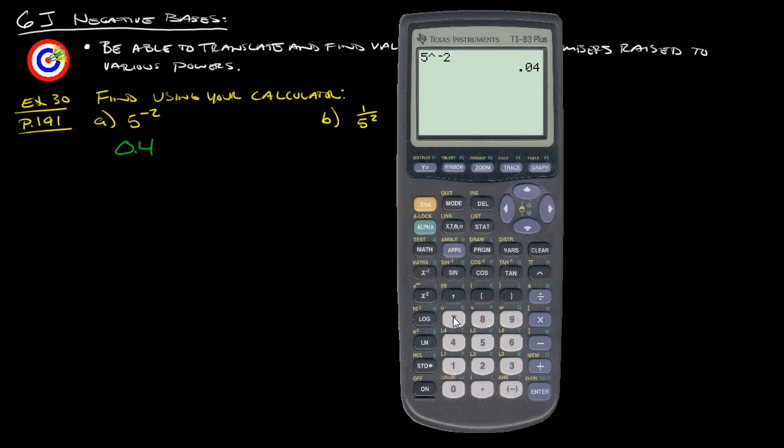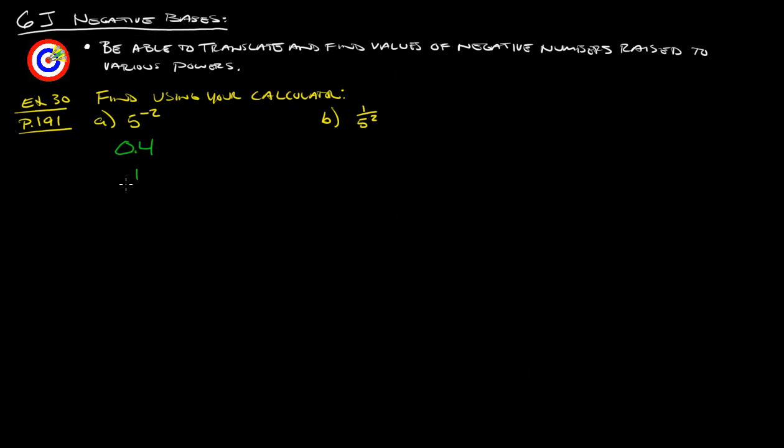Okay. So to turn this into a fraction, you just hit the math button, and it's got a little arrow and then fraction. So basically what that's saying is it's going to turn your answer into a fraction. So you hit enter, and it says, you want to turn your answer into a fraction? Yes, we do. So it's math, enter, enter. And that is 1/25. Okay, so 0.4 or 1/25 is what that is.